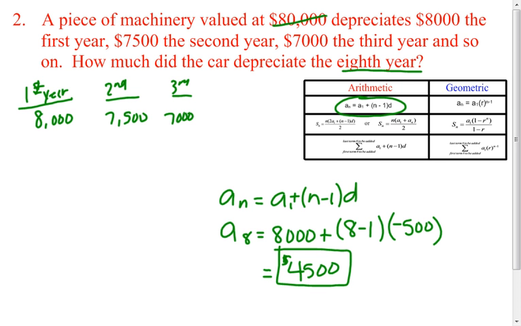Okay? If I had time, I might ask you, what is the machinery worth after 8 years? If I asked you that, you would want to take that $80,000, and then subtract 8,000, subtract 7,500, subtract 7,000. Basically I would sum up the first 8 terms and subtract it from 80,000.